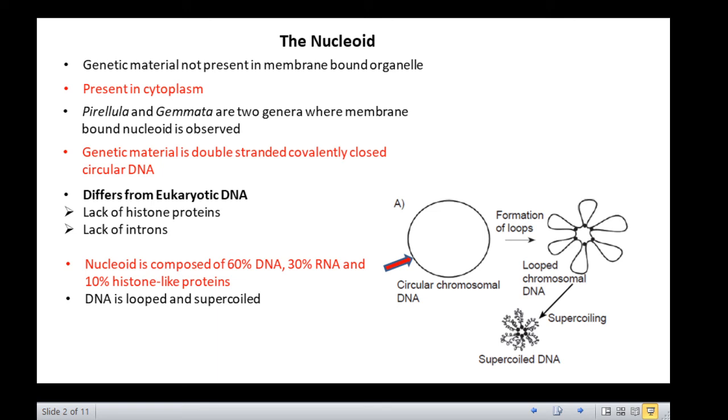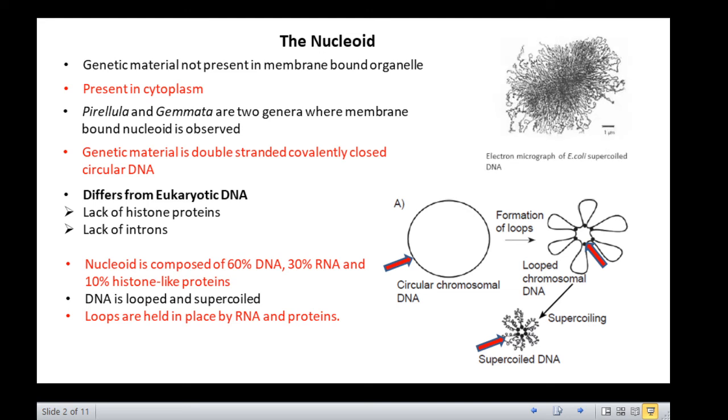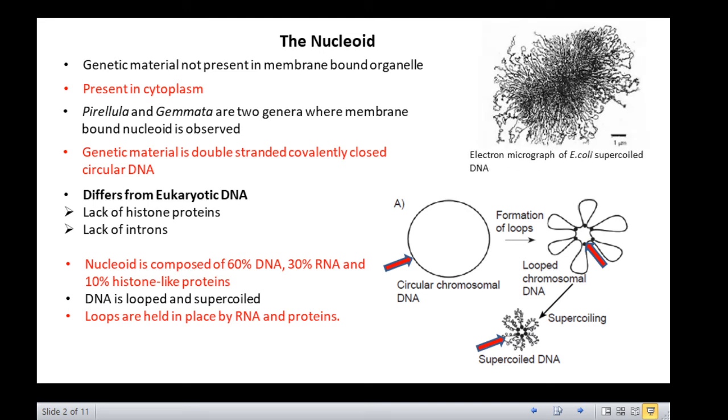But this looping and supercoiling cannot be random. If it would have been so, replication would have been almost impossible. This suggests that folding is in an organized manner. The DNA is folded to form loops and these loops are held in place by RNA and proteins. As a result of folding and looping, the nucleoid is in the form of supercoiled DNA. The figure here shows an electron micrograph of E. coli supercoiled DNA.